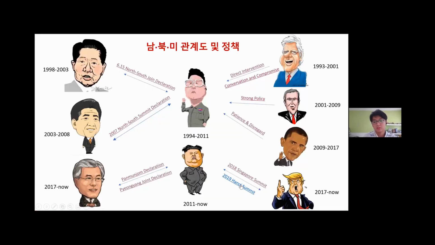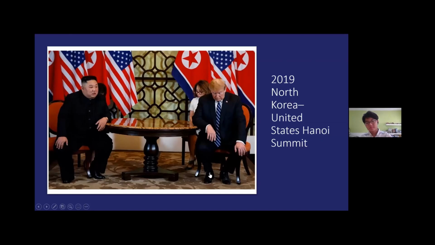However, the second one, the 2019 Hanoi Summit, was really not successful because even though the two leaders met, they couldn't settle on the denuclearization of North Korea. That's why after the summit, the two countries didn't even talk to each other, and the relationship just went back. So as you can see, President Trump is very frustrated, and it kind of shows the failure of this summit.